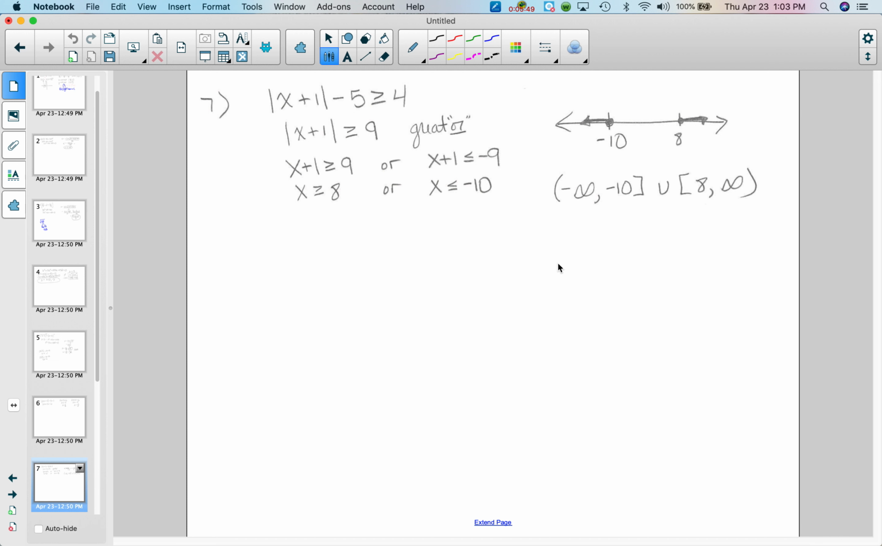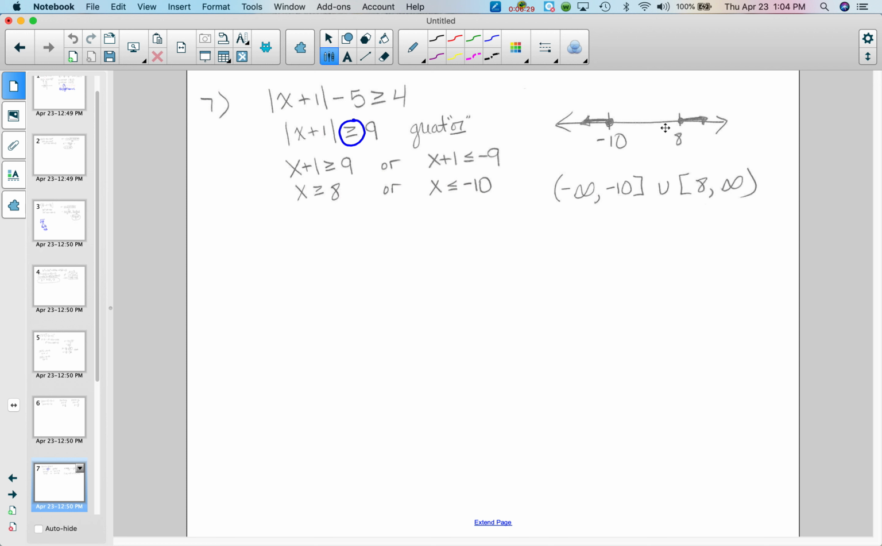On number 7, an absolute value inequality. So again, you isolate the absolute value, so I add 5 to both sides. Then I have to remember that this symbol right here is greater, so that tells me it's going to be an or. If it had been less than or equal to, it would be an and. That makes a difference over here for my graph. So I have my two cases, x plus 1 greater than or equal to 9, or x plus 1 less than or equal to negative 9. Remember, when you switch it to a negative, you have to flip the inequality. So I get x greater than or equal to 8, or x less than or equal to negative 10.